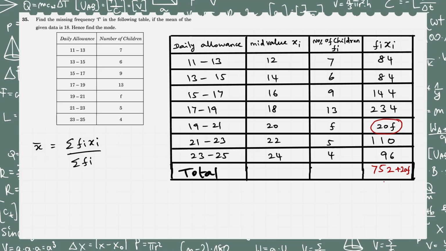That's the odd one out, so let it be. Now we need to add the frequencies also because sigma fi is also required, and here also this f is one odd one out. We can add the rest of the numbers. So adding all the rest of the numbers, we get 44 here, and this f was not taken yet. So the total is 44 plus f.